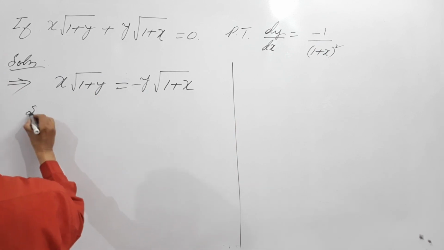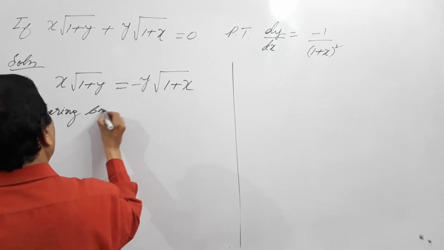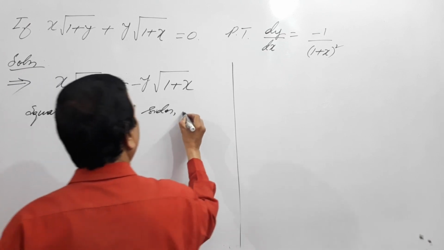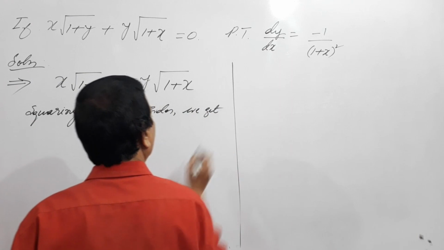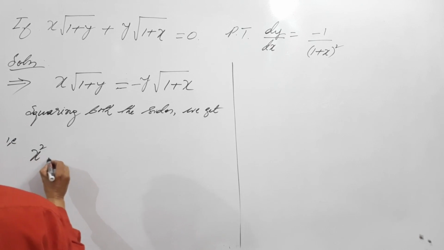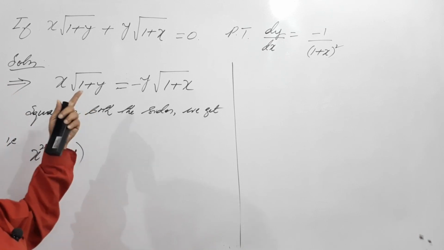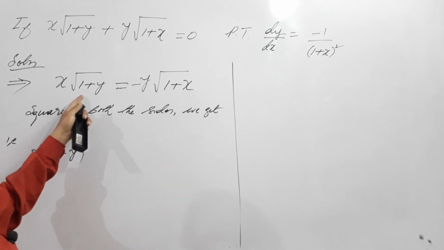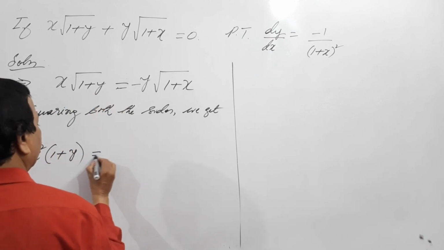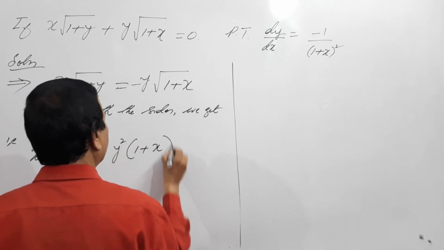So squaring both the sides, we get what? That is x square into 1 plus y, because root x into root x is x. So under the root 1 plus y into under the root 1 plus y becomes 1 plus y. This equals to minus becomes plus, y square into 1 plus x.